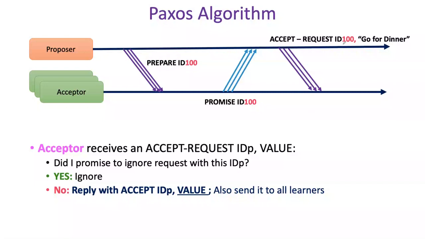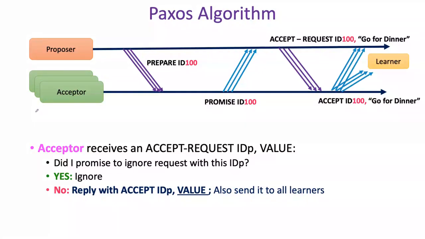Upon receiving this, the acceptors get the ID value and the value, which is go for the dinner. Then the acceptors will recheck their commitment: did I promise to ignore requests with this ID or not? If yes, then they will ignore. If no, then they reply with the accept ID and value, and also send it to all the learners. Everyone agreed, so that will be sent to all the participants in the network, and they all become the learners.